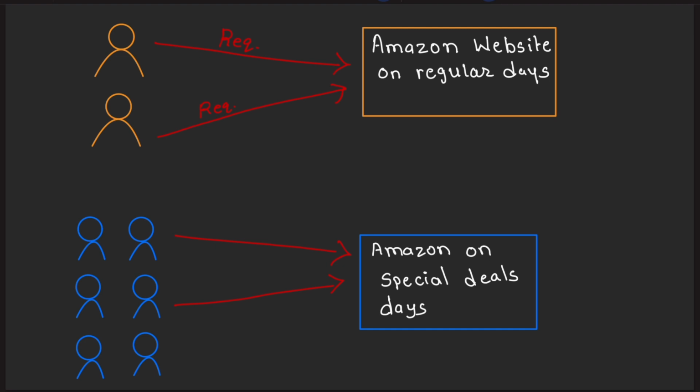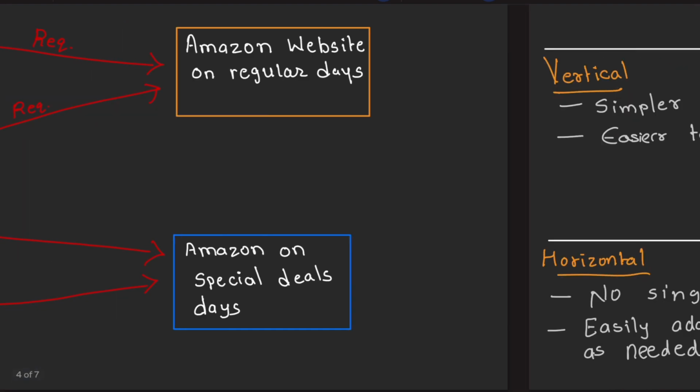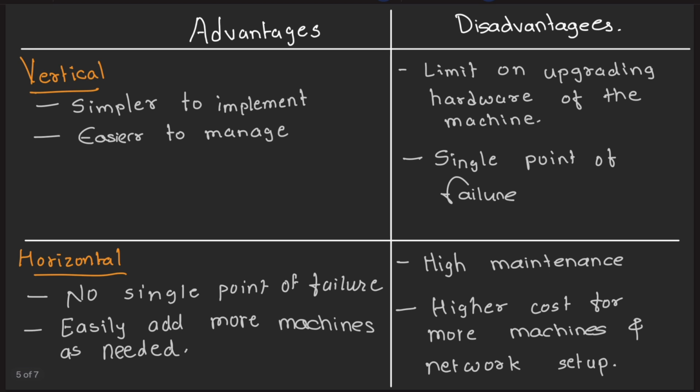But both vertical and horizontal scaling have their own benefits and challenges. So let's take a look. I'm going to start first with vertical scaling. The advantages of vertical scaling: it is much simpler to implement because we are just upgrading hardware in a single system, and also easier to manage as we have just a single machine.